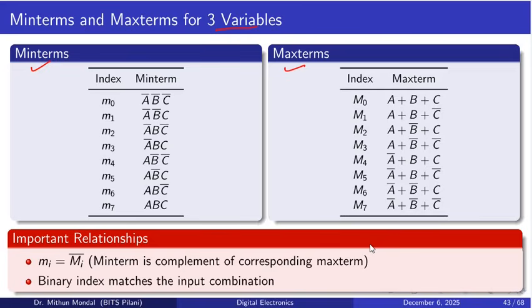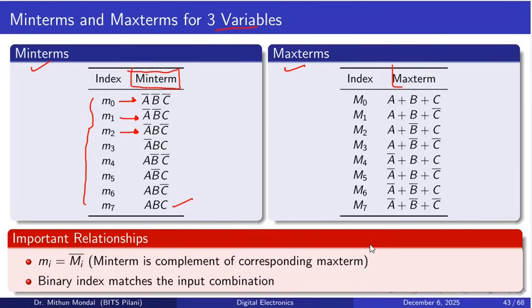The min terms for the three variables have the index with a small letter m from 0 to 7, and these min terms are written as the product of the three variables in a definite way. For example, m0 is written as a bar, b bar and c bar, whereas m1 is a bar, b bar, c. m2 is a bar, b and c bar, and so on, till m7, which is the product of a, b and c. So this is basically the min term.